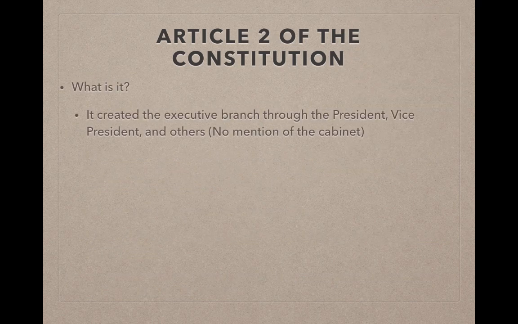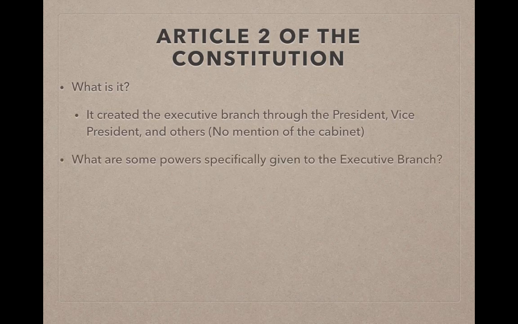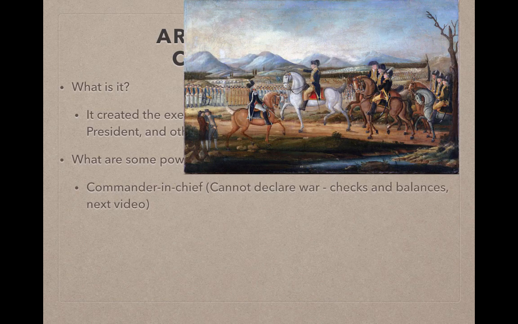Jumping over to Article 2, this establishes the executive branch through the president, vice president, and others. There's no mention of the cabinet in the Constitution, although that has been around since George Washington's presidency. So, some specific powers given to the executive branch.